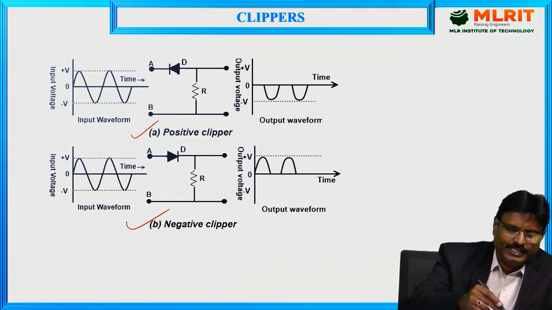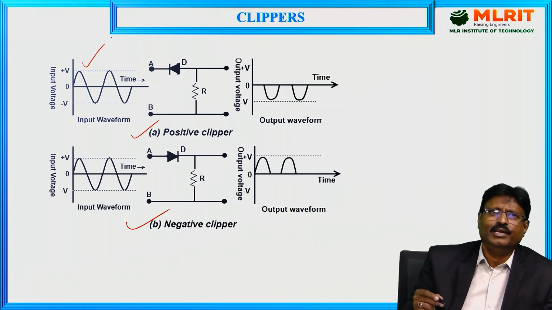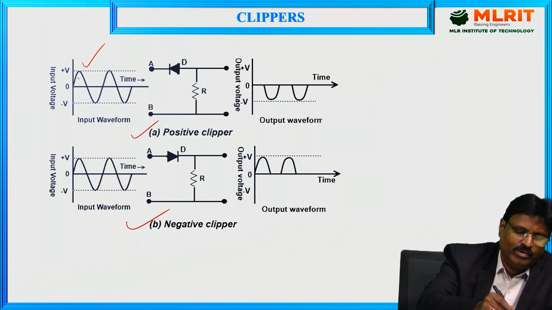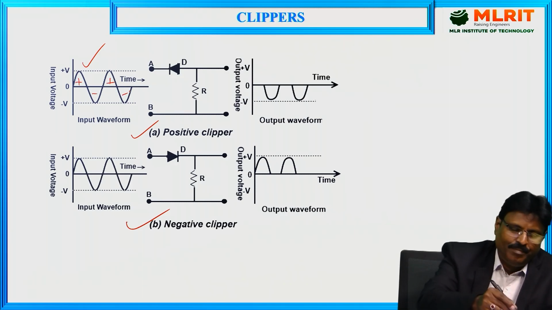So here, this is the input signal. It is an AC signal. This is a positive half cycle and negative half cycle, positive half cycle and negative half cycle. And the peak value is plus V and negative peak is minus V, right?